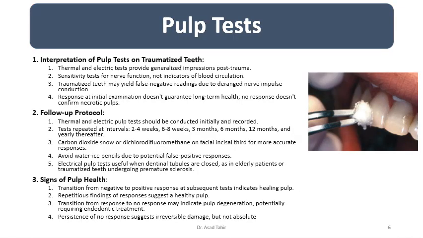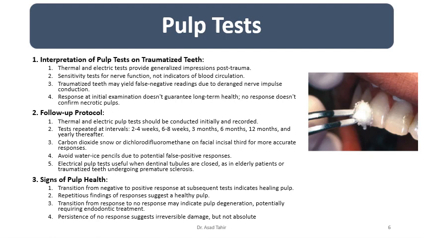Interpretation of pulp tests on traumatized teeth. Thermal and electric tests provide generalized impressions post-trauma. They are sensitivity tests for nerve function, not indicators of blood circulation. Traumatized teeth may yield false negative readings due to deranged nerve impulse conduction. A response at initial examination doesn't guarantee long-term health, and no response doesn't confirm necrotic pulps.